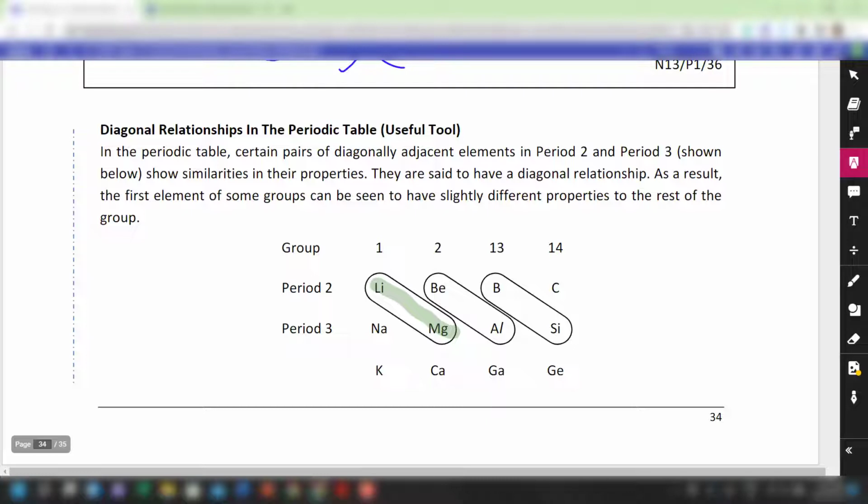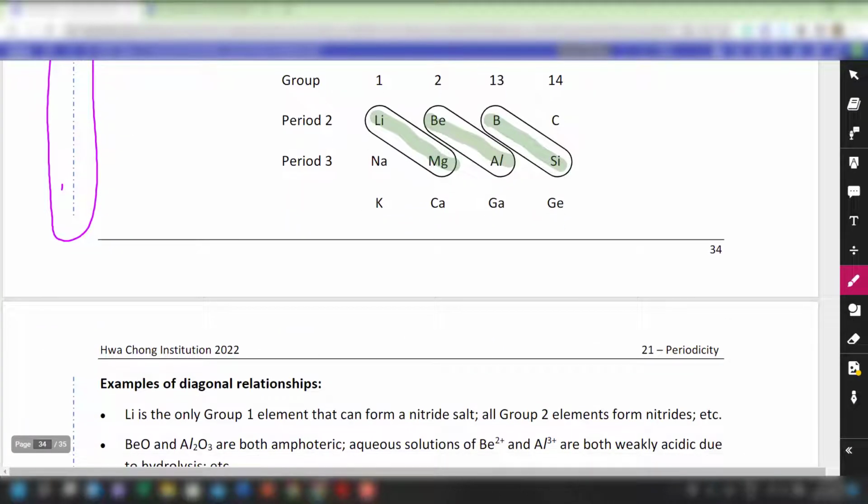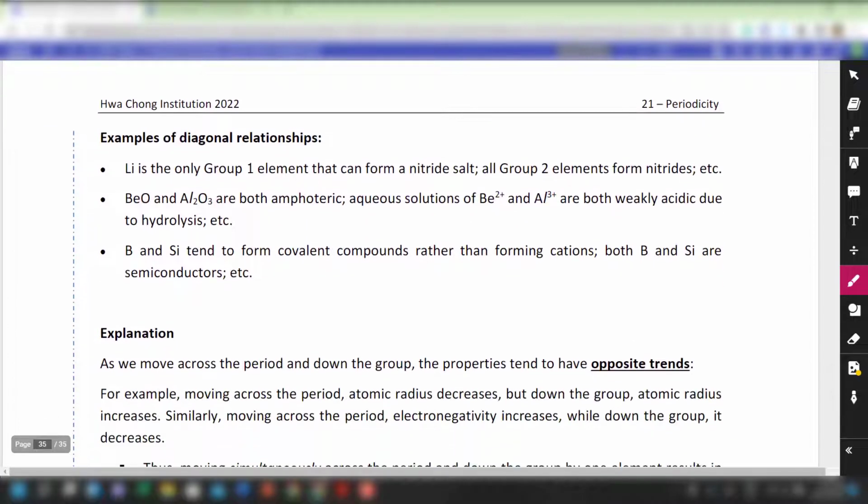Another pair with a diagonal relationship would be beryllium and aluminium, and to a smaller extent boron and silicon. This is just a concept being introduced to you. Do take note that this is the dotted line, so this is additional information just for your information. They are not meant to be memorized.